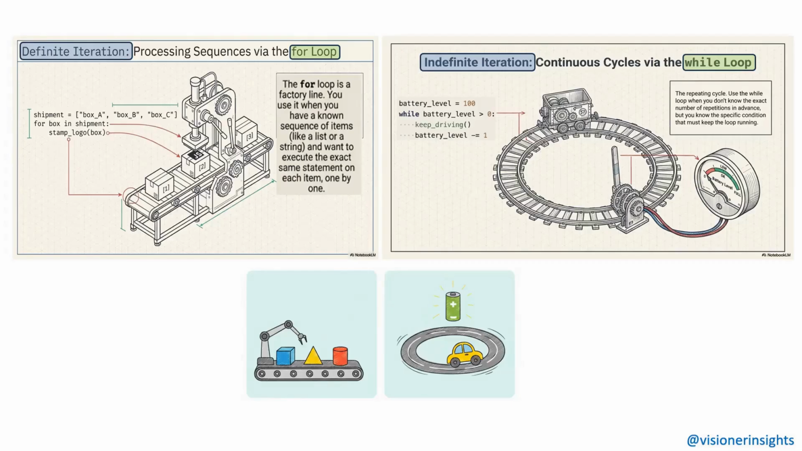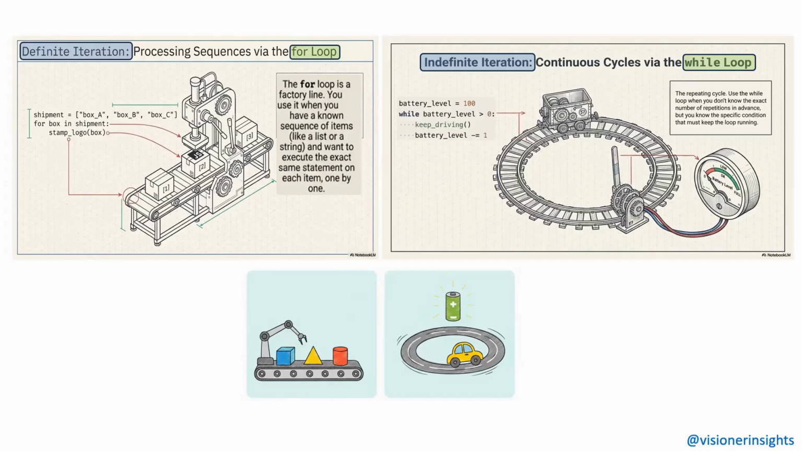You know you have 3 boxes to stamp, so the machine runs exactly 3 times. No more, no less. But the while loop on the right, that's the minecart. It has no idea how many laps it's going to make. It just knows one thing: keep driving as long as the battery is greater than 0.